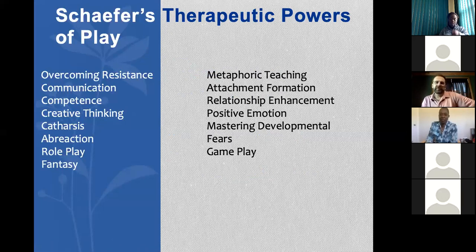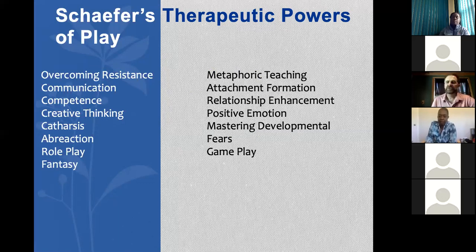If you want to do the therapeutic powers, you can. Okay, so Schaefer's therapeutic powers of play: overcoming resistance, communication, competence, creative thinking, categories, abreaction, role play, fantasy, metaphoric teaching, attachment formation, relationship enhancement, positive emotion, mastering developmental fears, and then gameplay.